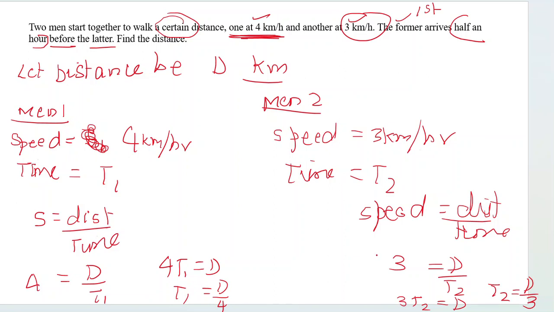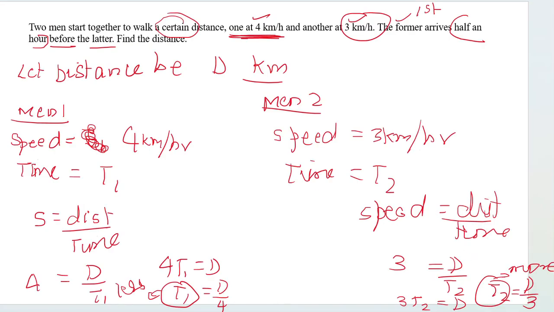Now, what is said is that the person who walks at this speed, this d by 4 speed, arrives half an hour earlier. That means the time taken by them is lesser. This time is lesser compared to this time. This fellow arrives half an hour early, so he has taken less time. And this fellow arrives half an hour late, so he has taken more time.